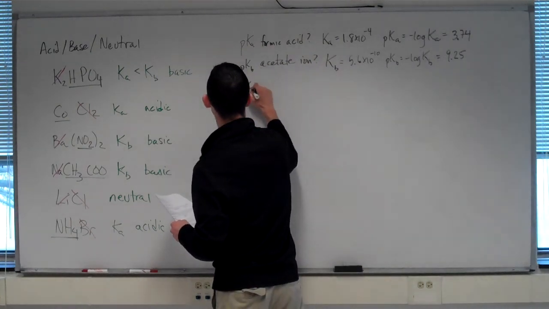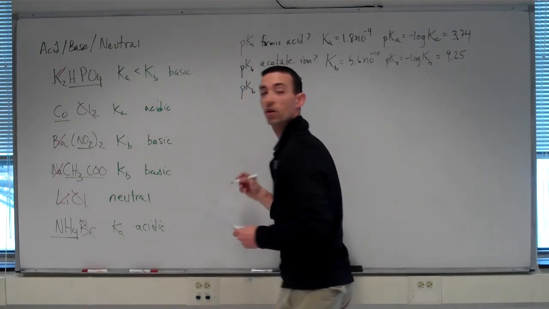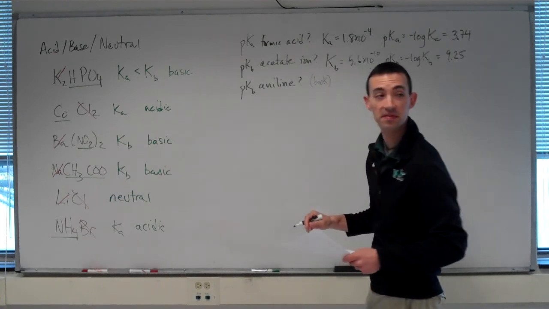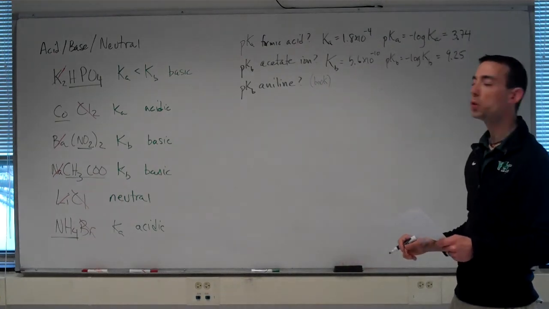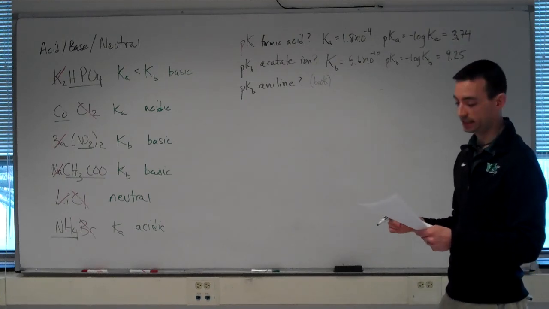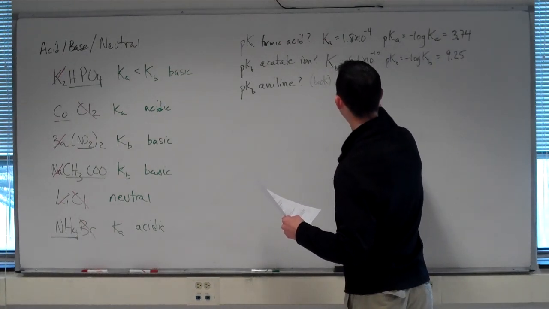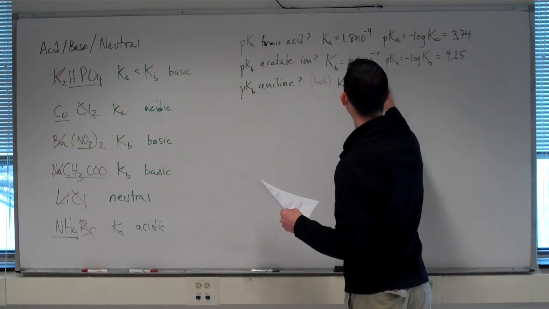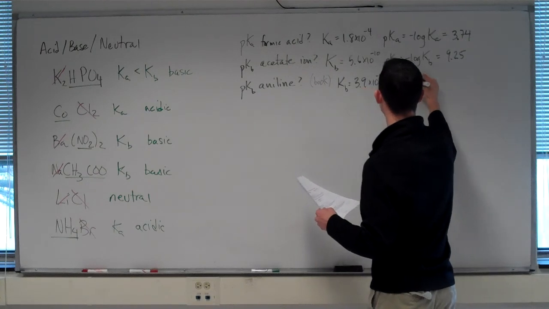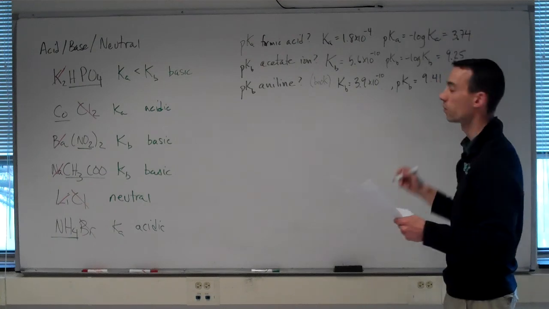The pKb of aniline. Aniline is not on our chart, but in the book I can find in chapter 15 a small table of Kb values for some bases, and aniline is listed among them. Its Kb value is 3.9 times 10 to the negative 10. So its pKb, again, would be the negative log of that value, or 9.41.